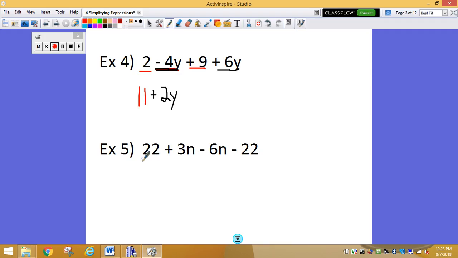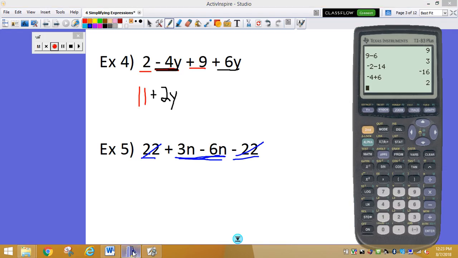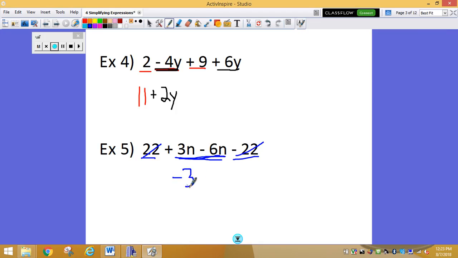All right, example 5, our whole numbers. 22 minus 22 is 0. You can put the 0 or not. Doesn't matter. I'm not going to count it wrong. I'm not going to put a 0 because there's really no need for it. So 22 minus 22 is 0. Those just kind of canceled out. Our n's, let's combine those. I got 3n minus 6n, and if you typed that in, 3 minus 6, you get negative 3. And again, you got to put the n with it. So the whole number's canceled, the 22 is canceled, and 3n minus 6n is negative 3n.